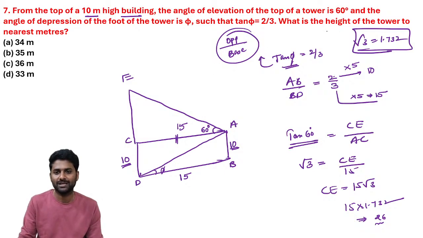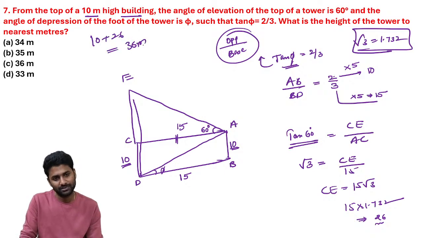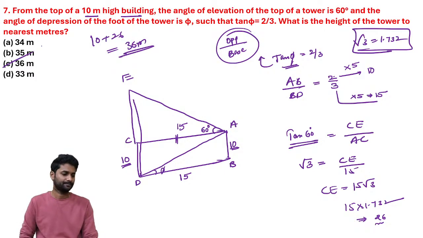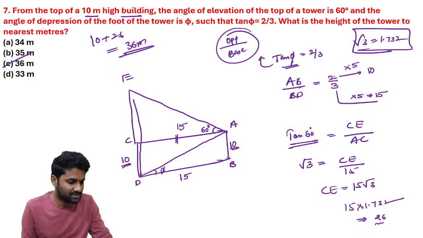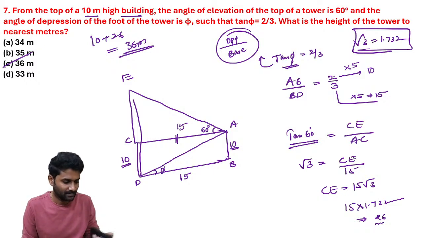26. Now the question: what is the height of the tower to the nearest meter? So the total height of the tower is 10 plus 26, which is equal to 36 meters. So tan theta is all about opposite by base. Is it clear? Very good, Nana Joshi.